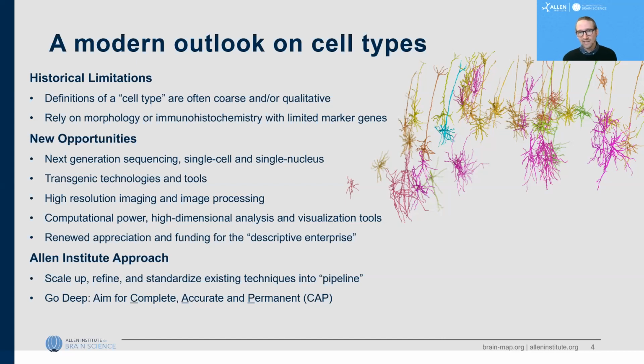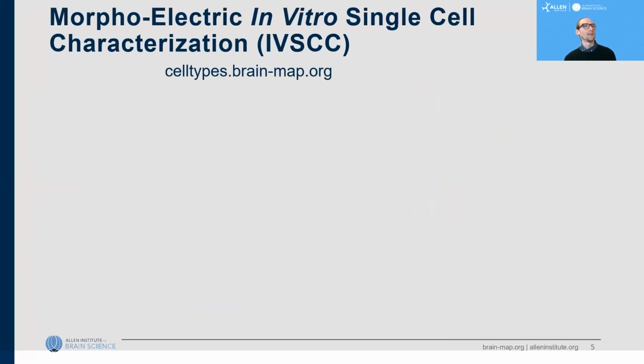We want this to be a tool that's useful long into the future, and so we want to be very careful up front to extract everything possible, make it as useful as possible for scientists in the future. Okay, so with that background in mind, I'm going to first start by explaining what's currently available at celltypes.brainmap.org, our web resource.